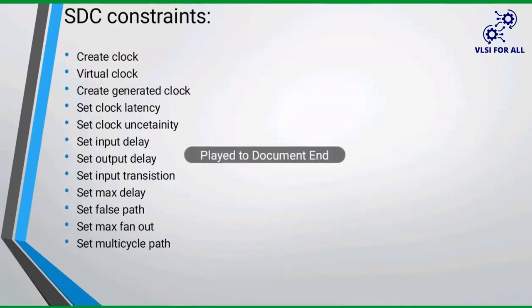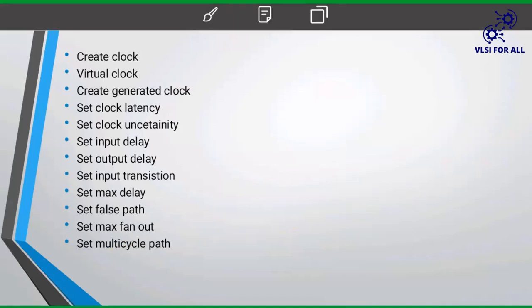And next one is the STC constraint. I just explained to you regarding STC. So what all the STC constraints are involved here? Create clock, virtual clock, create generated clock, set clock latency, set clock uncertainty, set input delay, set output delay, set input transition, set maximum delay, set false path, set maximum output, set multi-cycle path, all were involved in the STC constraint. So this was part two, synthesis, which I have explained to you.